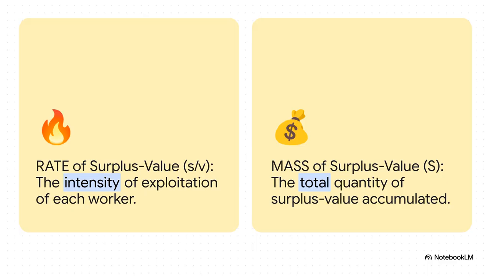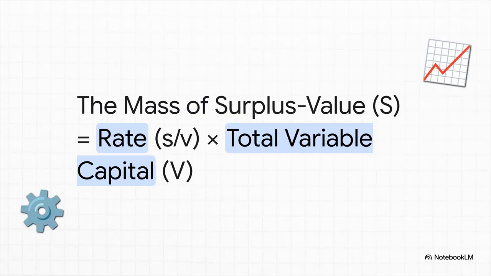The rate, that's little s over little v, tells us about the intensity, how much is being squeezed from each worker. But the mass, which Marx calls big S, is the total volume, the whole pile of surplus value the capitalist gets at the end of the day. One is about intensity, the other is about quantity, and that difference is everything. This formula right here really captures the core argument.